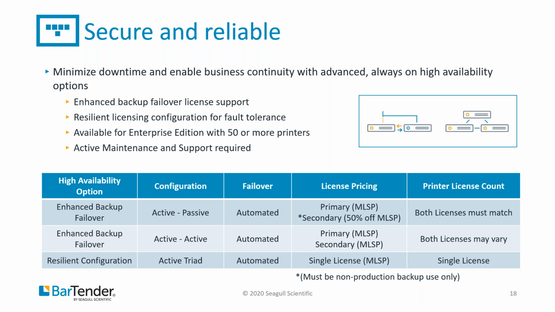If you use the active-passive configuration, with the secondary server not in production use and strictly as a backup, you can order the new redundant server licensing option at 50% off of standard list prices.